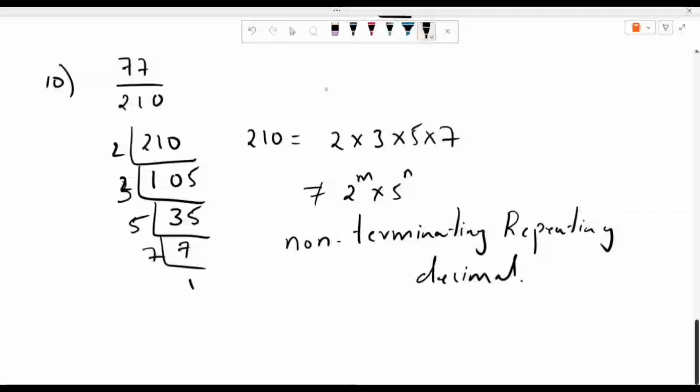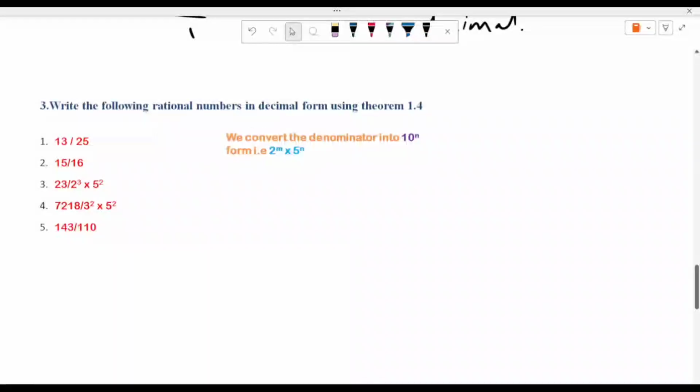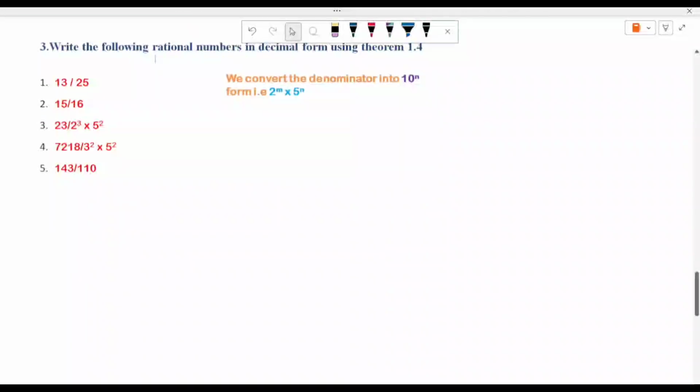Then let's see the third question. Given here is to write the rational numbers in decimal form, meaning we have to convert these 5 rational numbers into decimal form. How? By using theorem 1.4. What does it mean? What is the trick here for the third question? We have to convert the denominator into 10 to the power of n form, that is 2 to the power of m into 5 to the power of n.